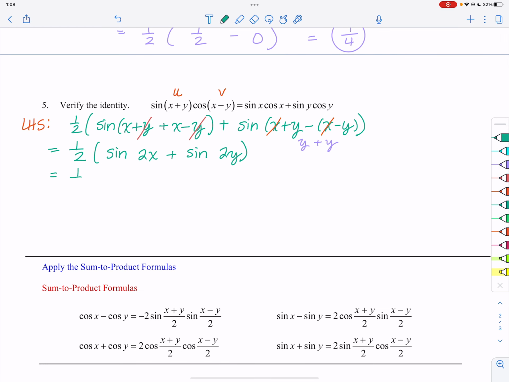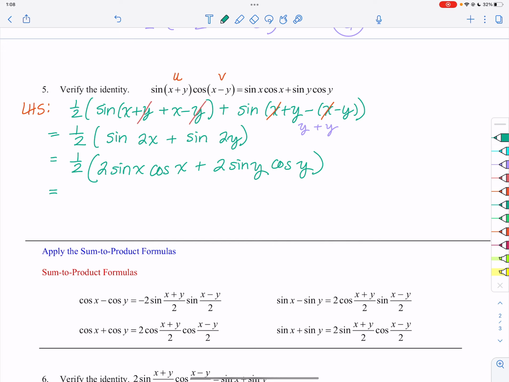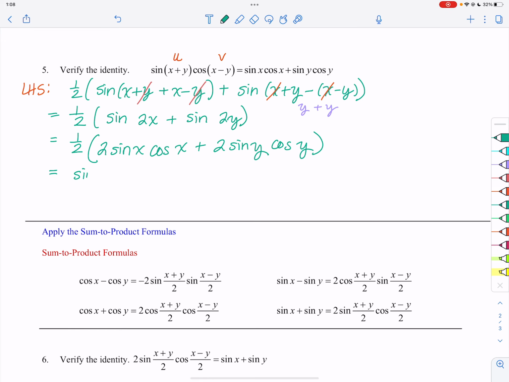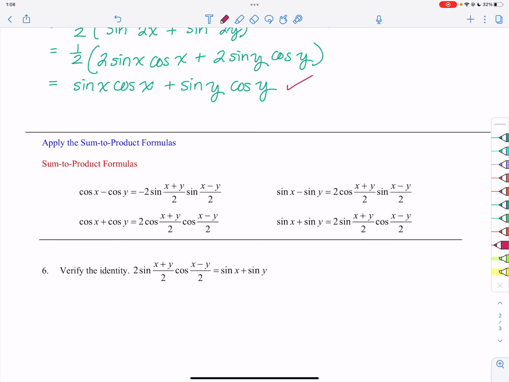So we have 1/2, and we can use our double angle formula, 2 sine of x cosine of x plus 2 sine of y cosine of y. And then distributing the 1/2, we have the sine of x multiplied by the cosine of x plus the sine of y multiplied by the cosine of y. And that's what we were looking for. So now let's apply the sum to product formulas.